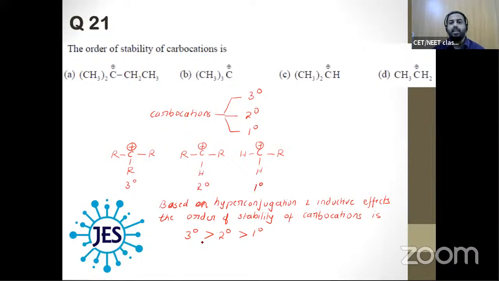Now here, let us find out which is tertiary, which is secondary, which is primary. Option C, look, carbon with positive charge is attached only to 2 alkyl groups, so secondary. Option B is tertiary. Option C is also tertiary. Option D is methyl. Okay, so you need to now decide between A and B. How? Here you make use of the concept of hyperconjugation. Check this.